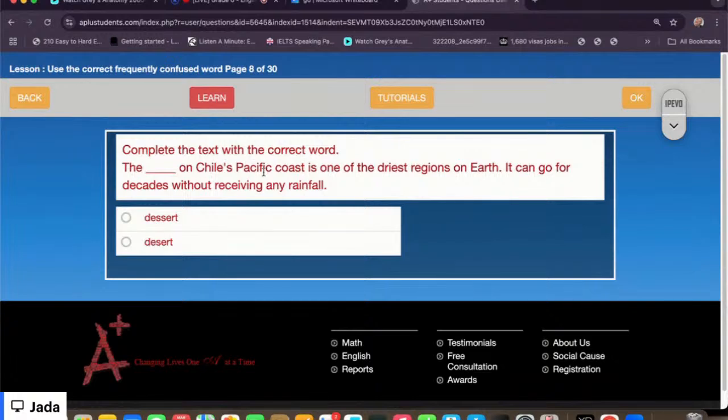The dash on Chile's Pacific coast is one of the driest regions on Earth. It can go for decades without receiving any rain. So desert or dessert, which of these?